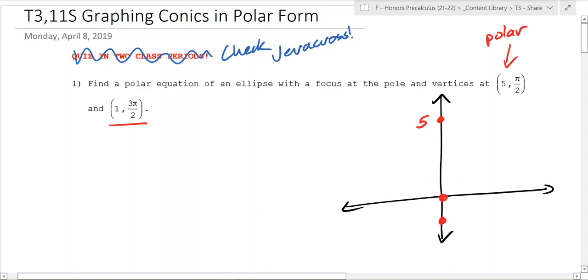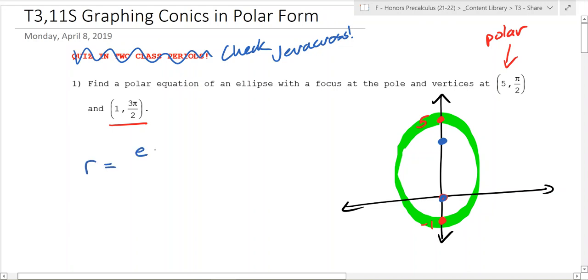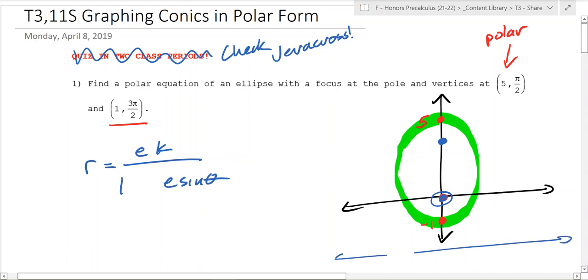If we have these as vertices, our ellipse is going to look something like this. It's going to go like that. Now we don't know how wide it is, but that's what we're going to figure out. But we know it's going up and down because the focus is here, so the other focus has to be right there. Because it's going up and down, we know it's going to be EK over 1 minus or plus E sine theta. The focus is here, so the directrix is going to be below, and therefore it's going to be minus.